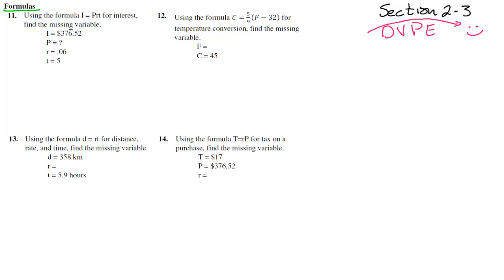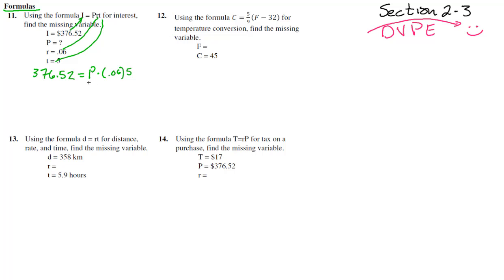So here we have I is going to go into there. P we don't know. R is here and T is there. So we end up with 376.52 equals P times 0.06 times 5. Good. And so now we solve. And you'll notice in the previous chapter, we were given the P, the R, the T, and we just had to use arithmetic. Now we have to go backward and say, okay, how do we get rid of this?